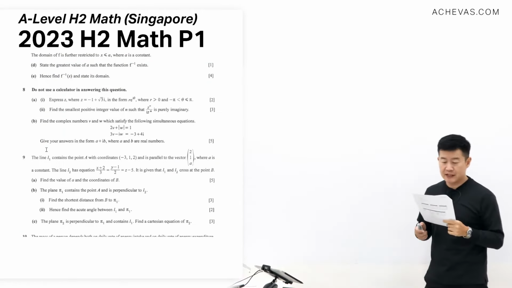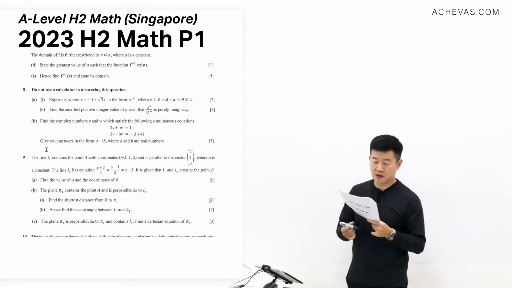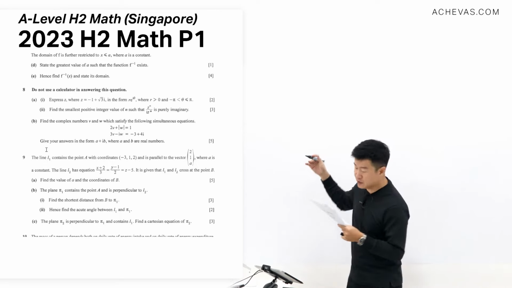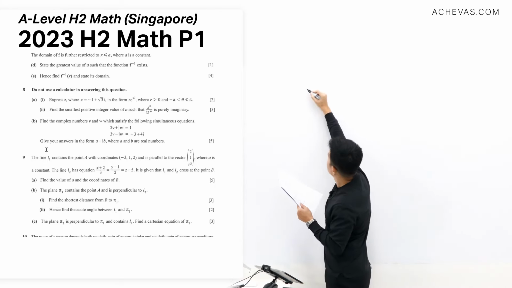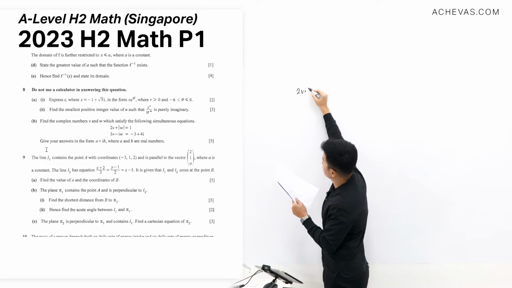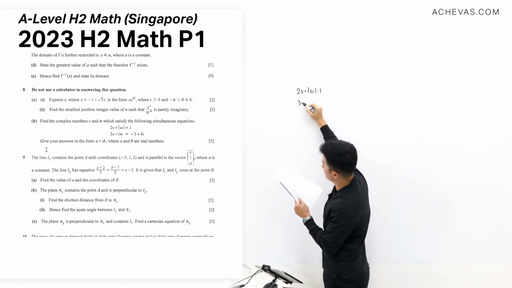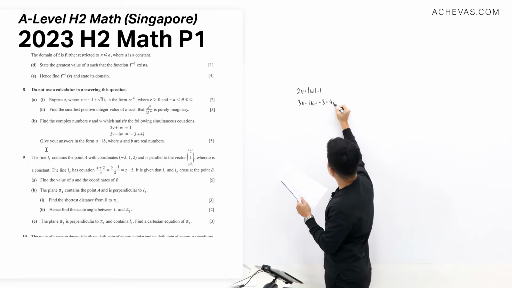So for part B of this question, we are going to try to find the complex numbers v and w that satisfy the simultaneous equations that are given to me. We have 2v plus modulus of w is equal to 1, and 3v minus iw is negative 3 plus 4i.